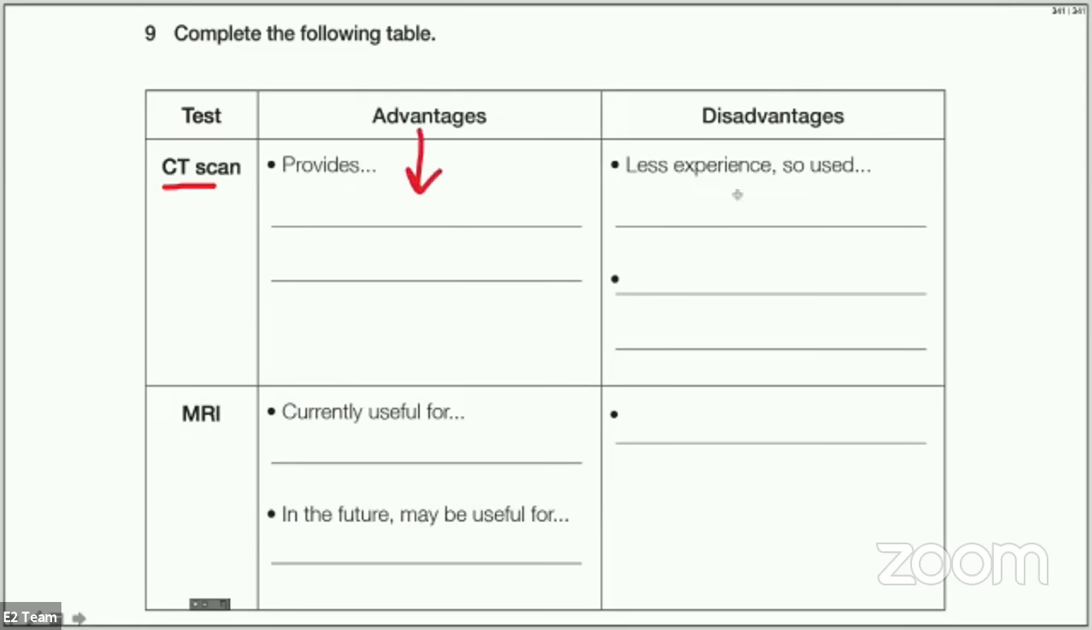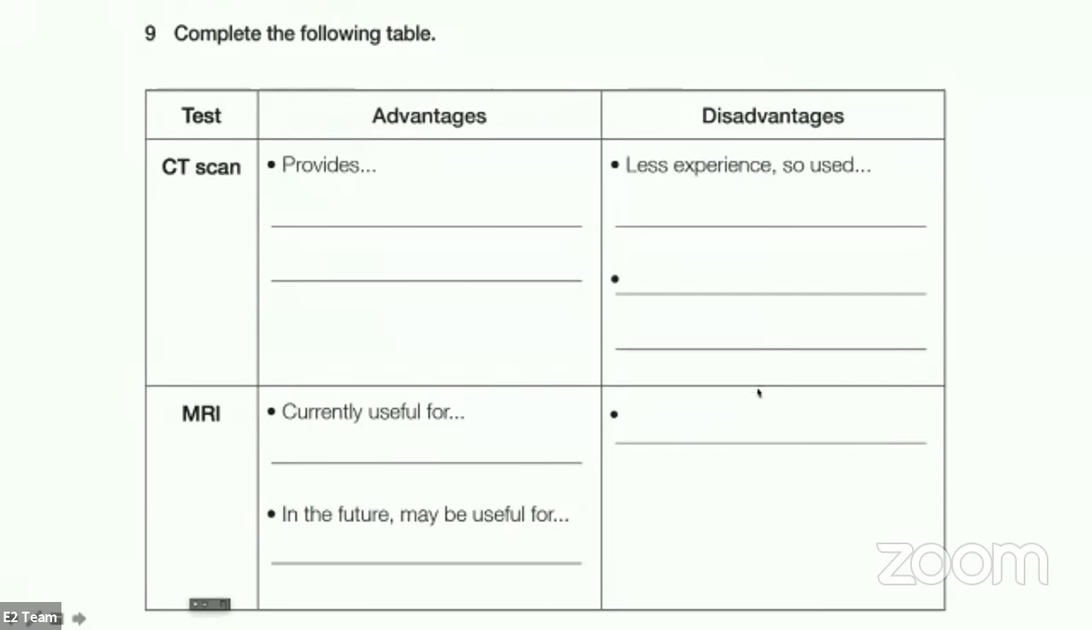Here are the advantages of the CT scan. Here are the disadvantages of the CT scan. MRI, here are the advantages of the MRI and the disadvantages of the MRI. Okay, and it will be very clear from the audio where you're up to. The speaker will give you signposts and say, okay, now with regards to the MRI, there are several advantages. For example, blah, blah, blah. So you'll know which box in that table you're filling in. It won't be too difficult to follow that, but you will need to listen carefully.